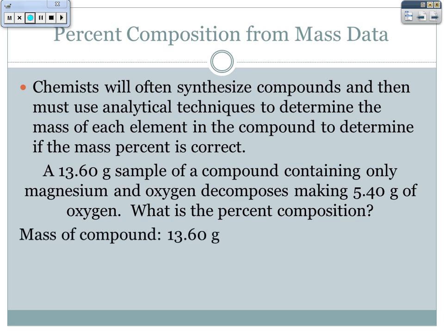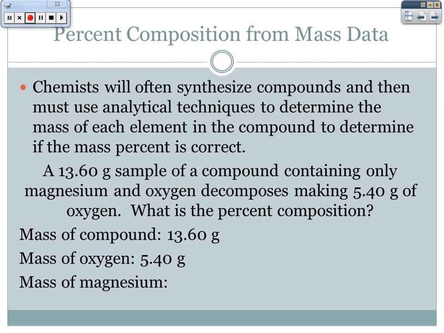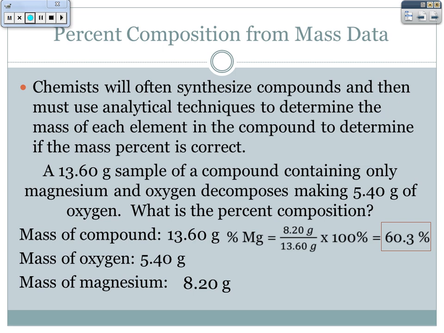From this, you can see that the mass of the compound is 13.60 grams. The mass of oxygen is 5.40. We can determine the mass of magnesium and use this to find percent composition through subtraction. So 13.60 grams minus 5.40 grams gives you 8.20 grams of magnesium. Now from this, we can figure out the percent of magnesium in the compound by taking 8.20 and dividing it by the mass of the compound, times it by 100, so you get 60.3%. You can do the same thing with oxygen. Take the mass of oxygen divided by the mass of the compound, multiply by 100, and get 39.7%.